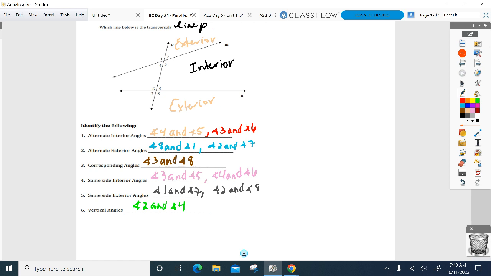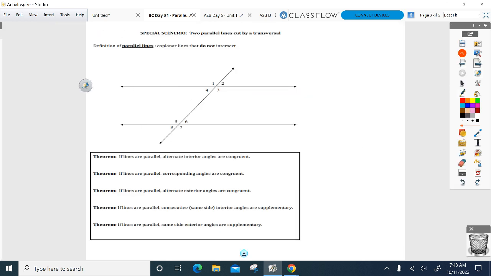All right. That's the first half of the battle today, is me saying, here are 2 angles, name them. Second half, what do I know about them? Because see all these different types up here? They're either going to be congruent or they're going to be supplementary, one or the other. So we got to know the name before we walk out the door today, and we got to know if they're congruent or supplementary.